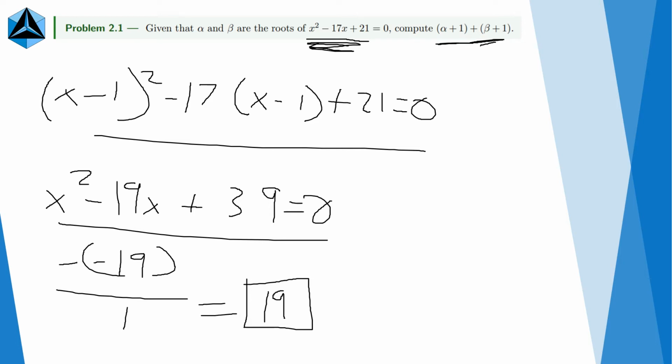So this was kind of a silly example. Of course, this was kind of unnecessary. However, it does show what exactly polynomial transformation is supposed to do. It's supposed to get new roots using the roots that we already know of, and then typically we'll apply Vieta's formula in order to solve.